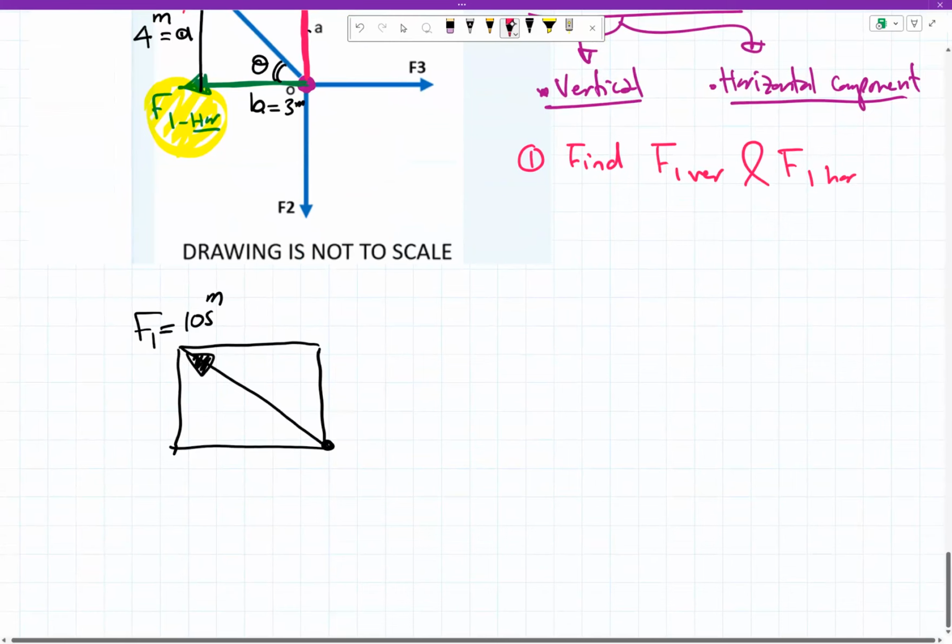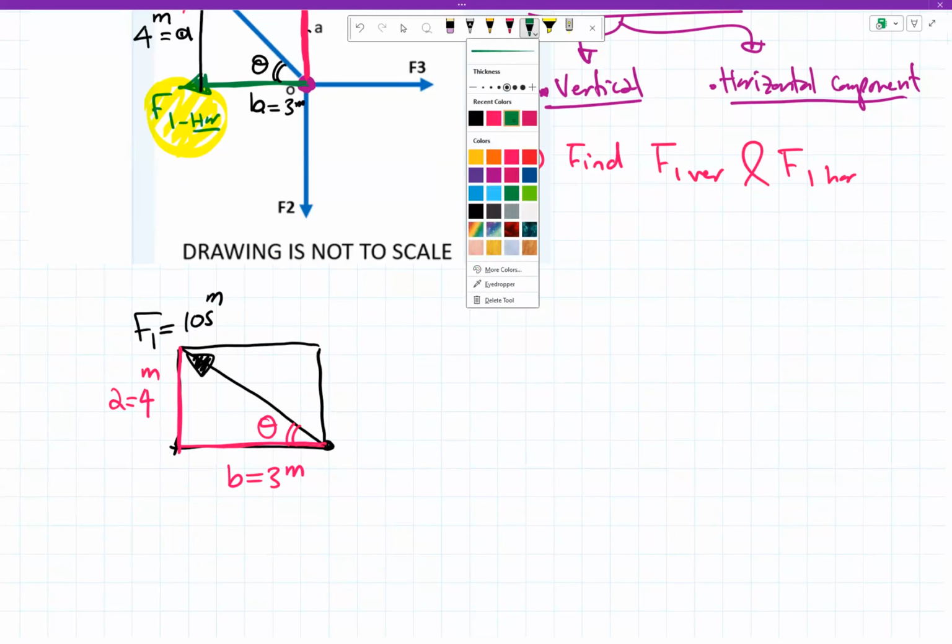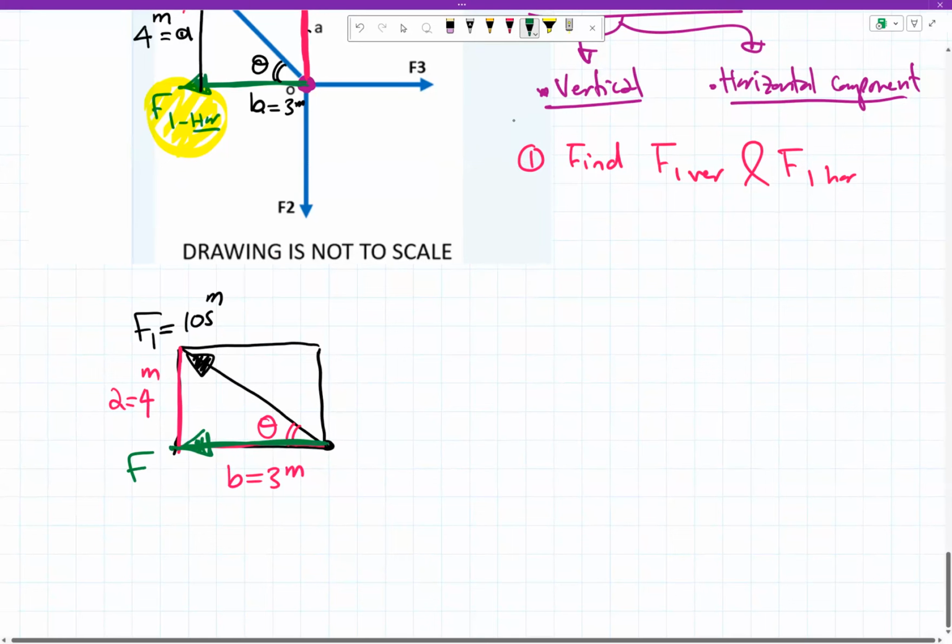So what we know is that this B is 3 meter and this A is 4 meter. This is our theta. How can we deal with that? What we want to do is to find the green component, F1 horizontal, and the other component, the yellow component, F1 vertical, right?